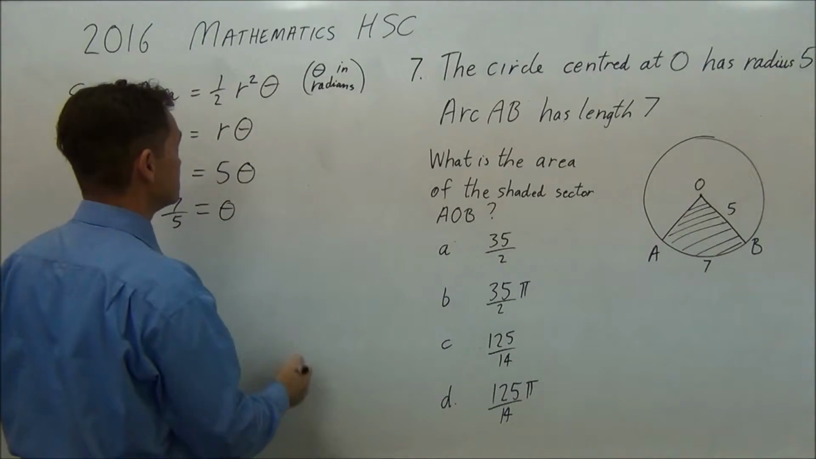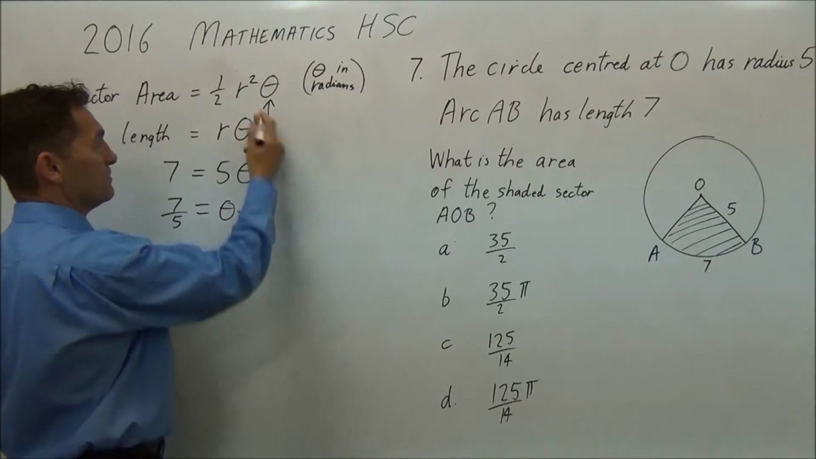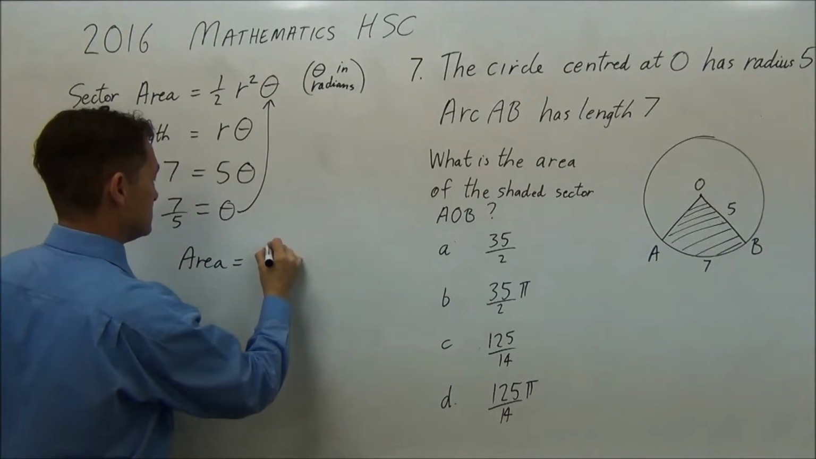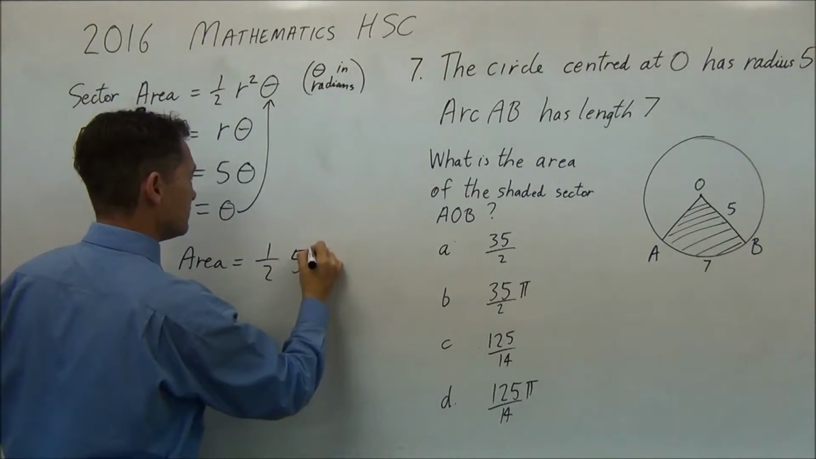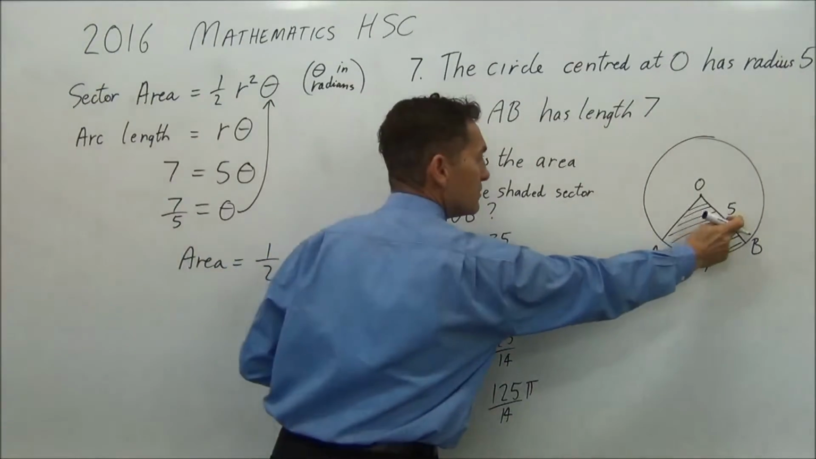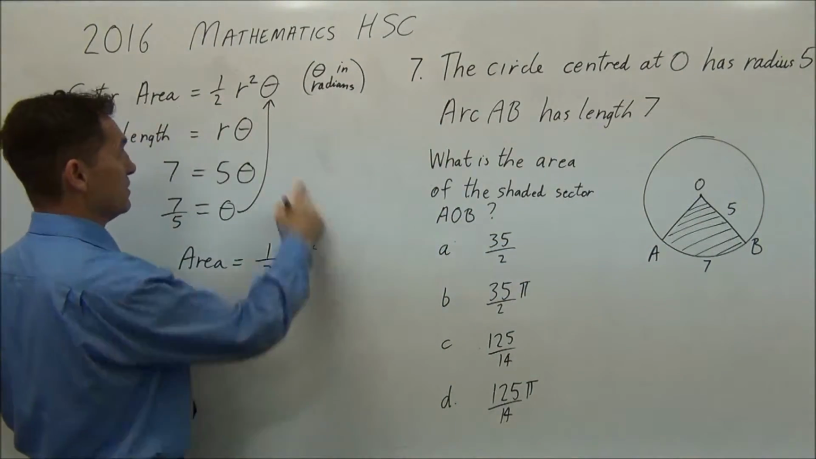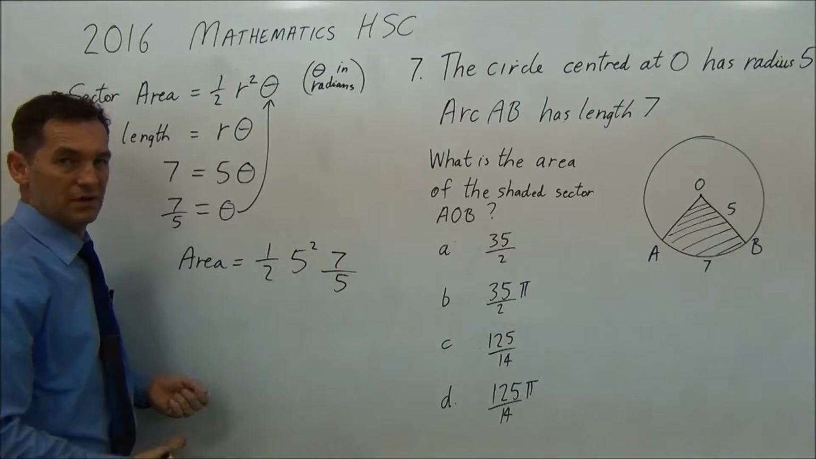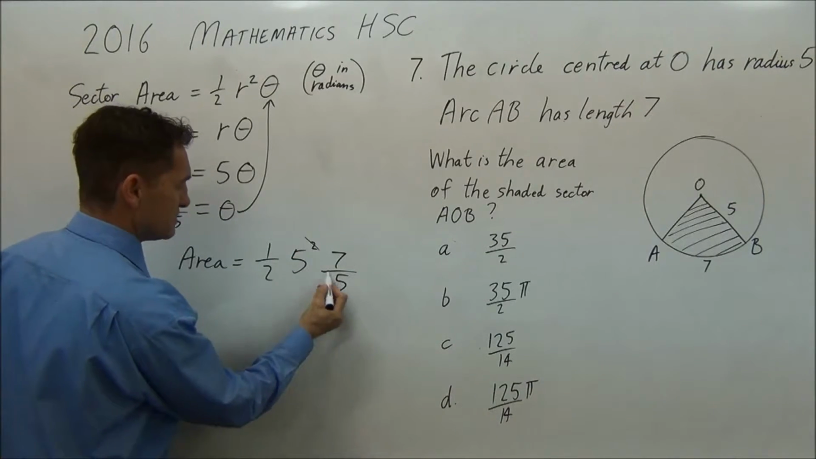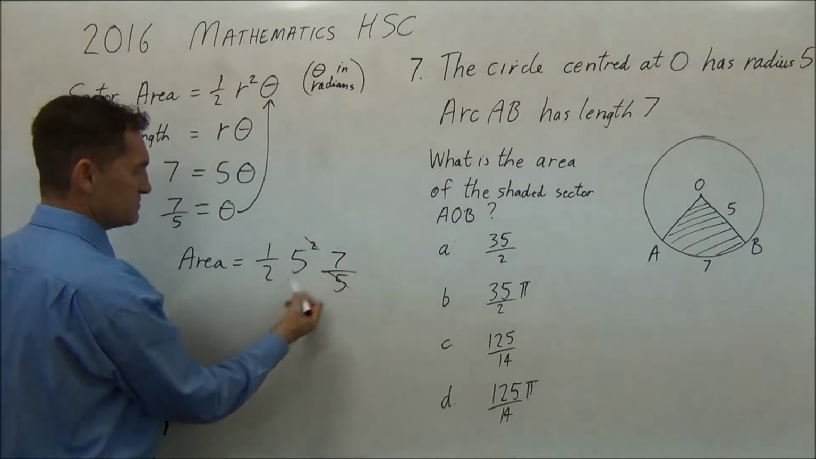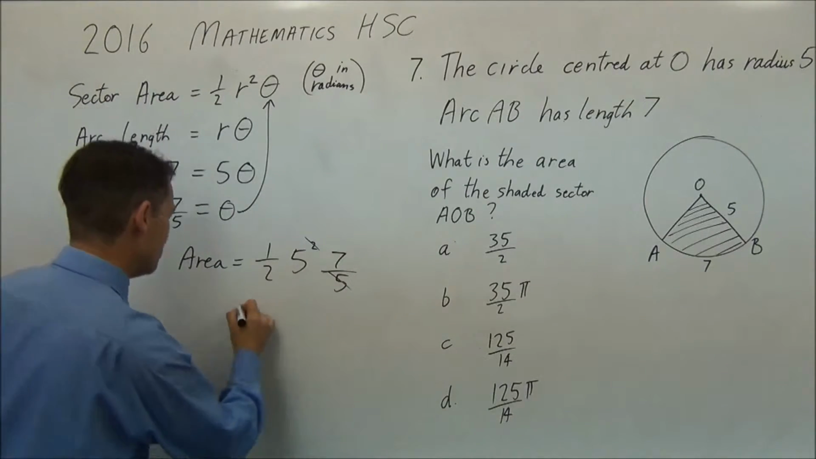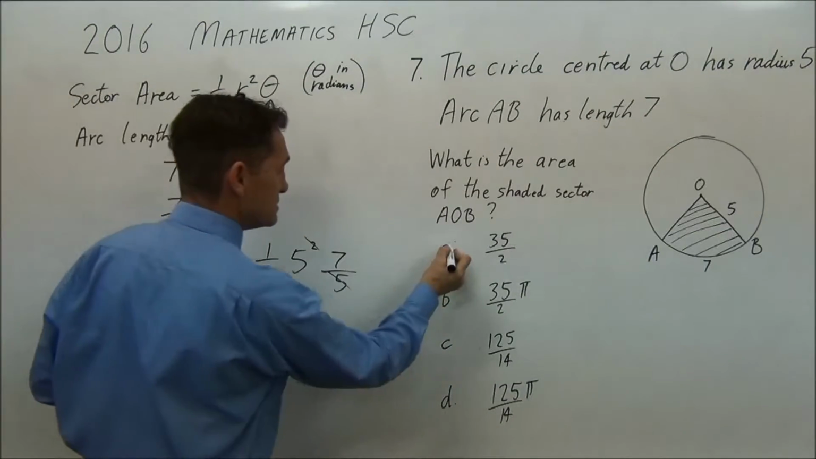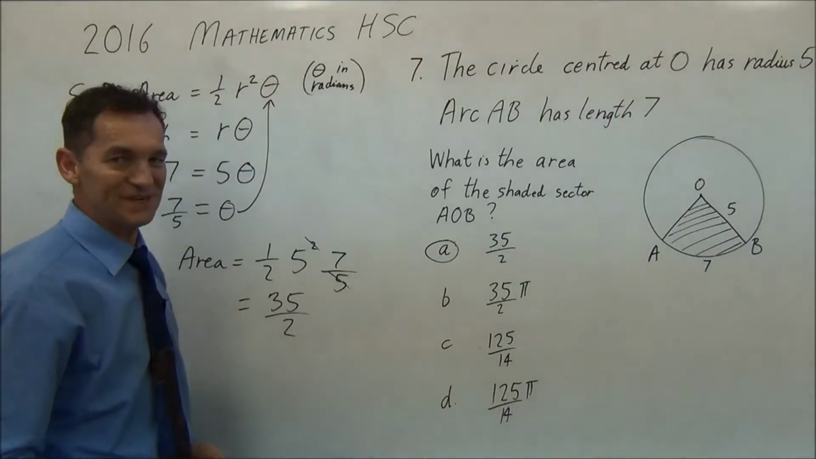That's our first step. Second step, we want to put that in there, and again we know what the radius is, so the area equals a half r squared, so 5 squared because that's the radius right there, multiplied by theta, which we've just figured out is 7 over 5. They've made it pretty easy. Cancel that, half times 5 times 7, well, what's 5 times 7? 35, on 2, and bingo, you've got your answer. It's A, and you're done.